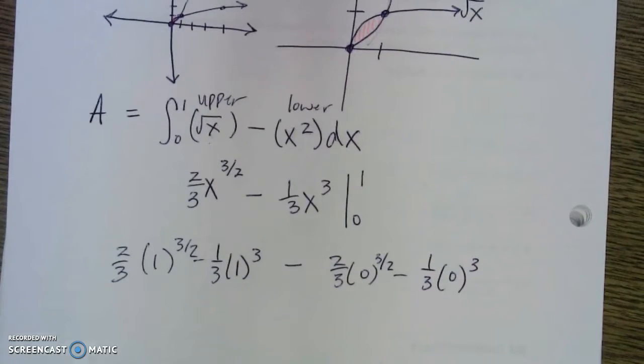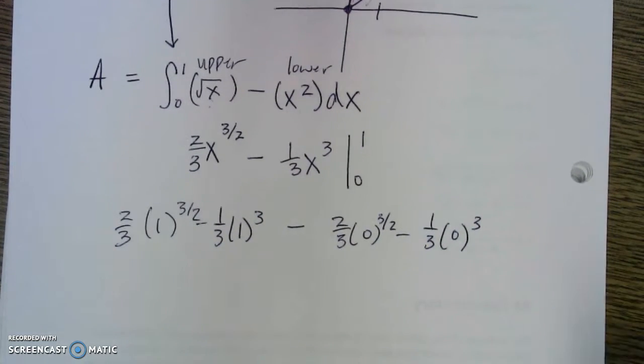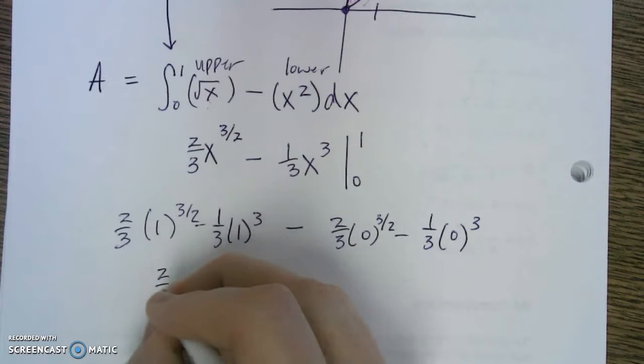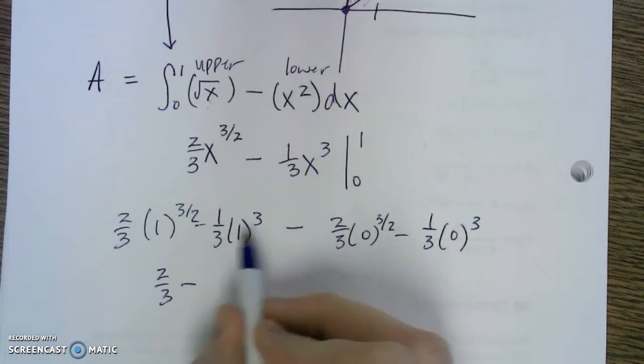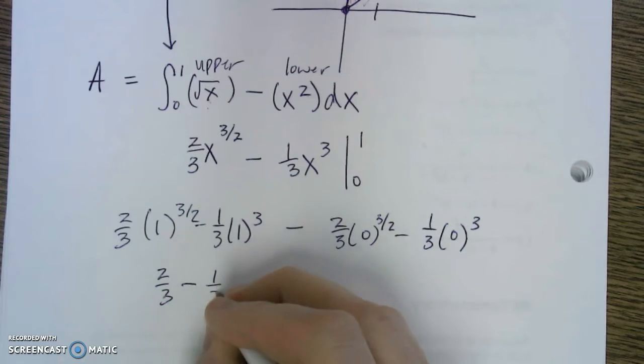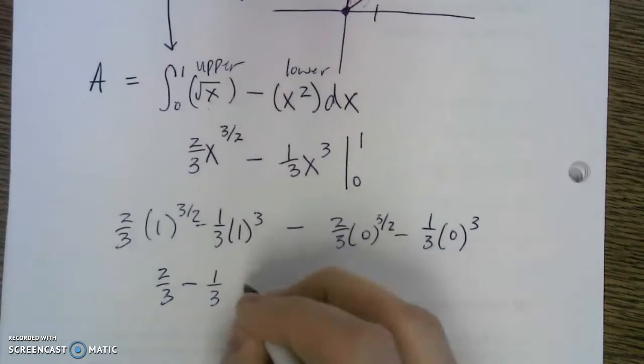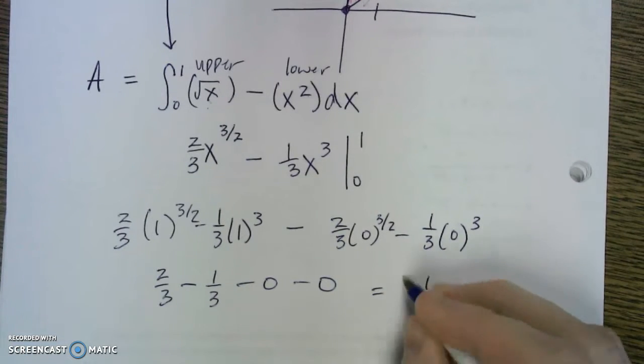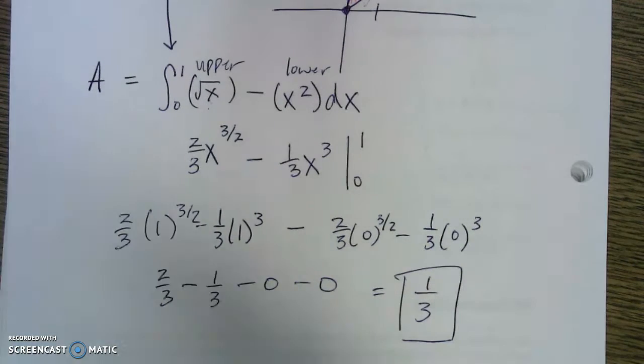And we get, this is going to be 2/3 minus 1/3, and then minus 0 minus 0. And so we end up getting 1/3. So the area between the curves is 1/3.